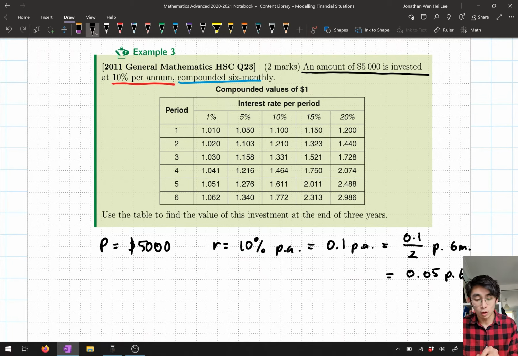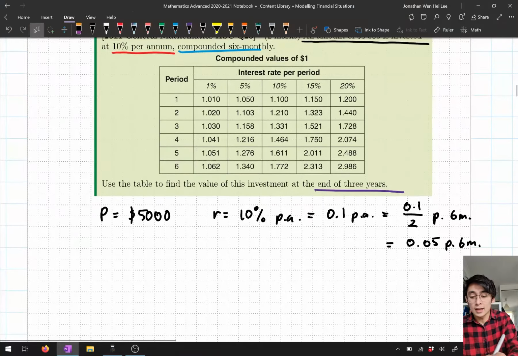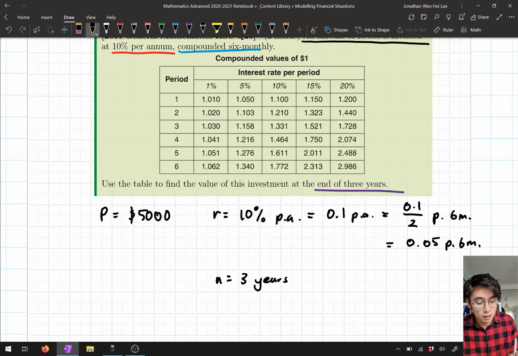The final thing is to have a look at the rest of this: use the table to find the value of this investment at the end of 3 years. That tells me the number of periods, N, is 3 years. But once again, we need to make sure our number of periods matches up with the compounding period, which is every 6 months. So we need to figure out how many 6 months there are in 3 years. That's 3 lots of 2 sets of 6 months, so 3 times 2. There are 6 lots of 6 months in 3 years.